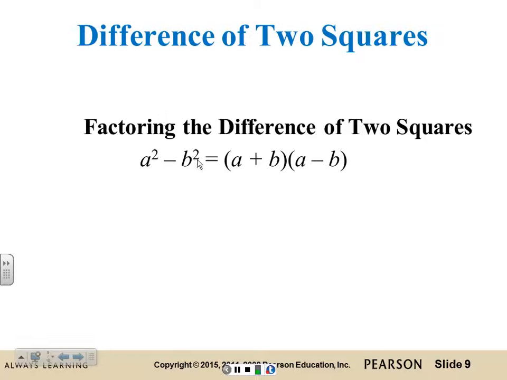Once you realize you have the difference of two squares, you're going to open up two sets of parentheses, put a plus in one and a minus in the other. Then we're going to take the square root of the first and put it up front, and the square root of the last and put it in the back. And that's going to be your pattern.